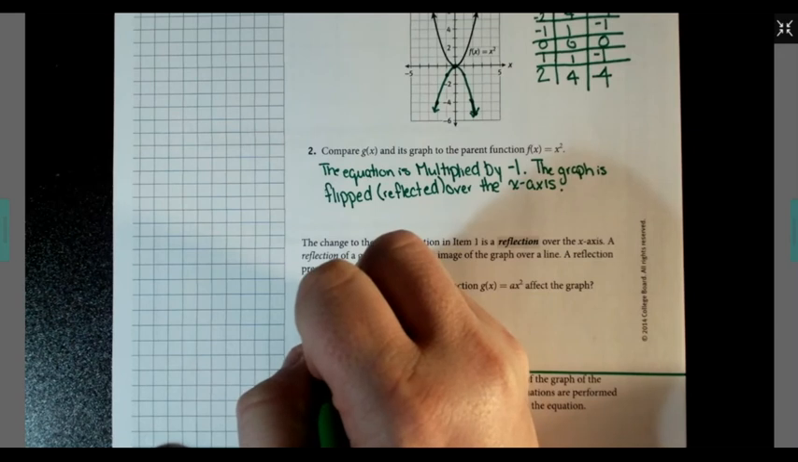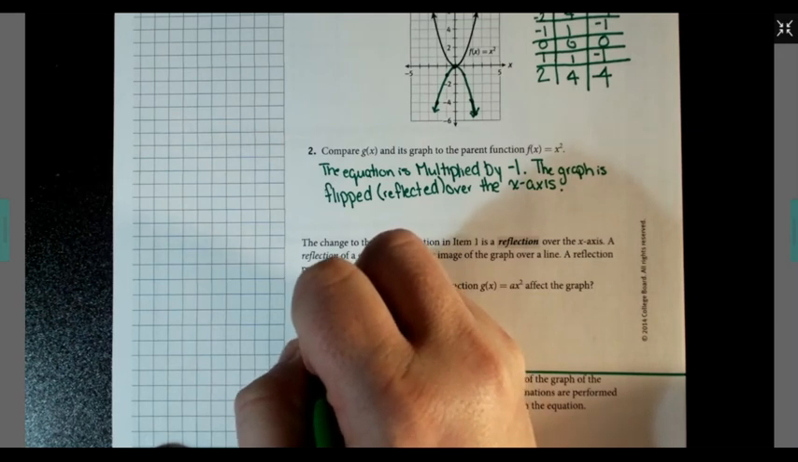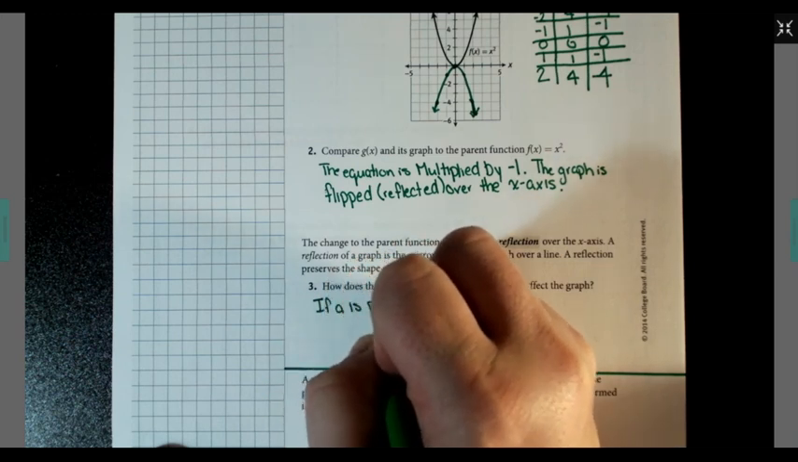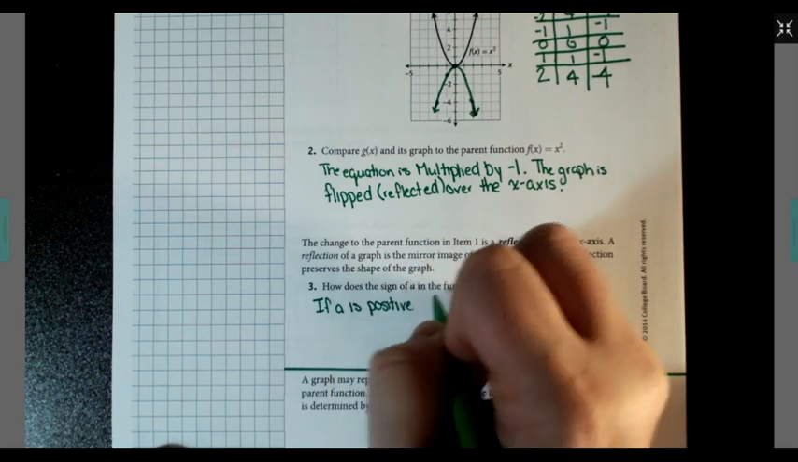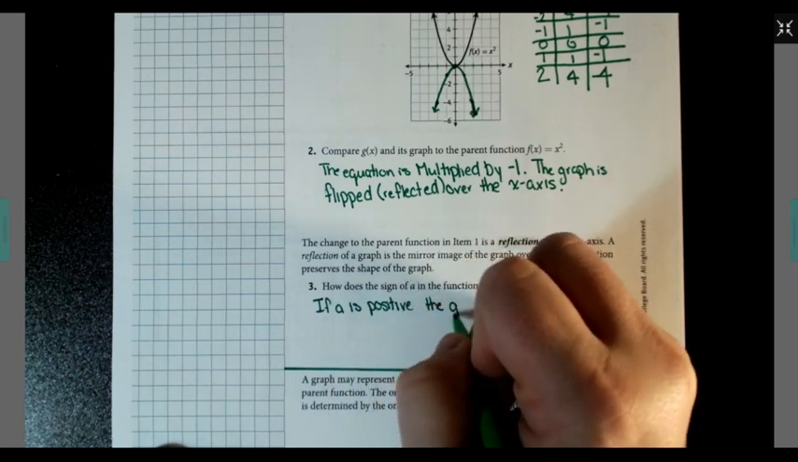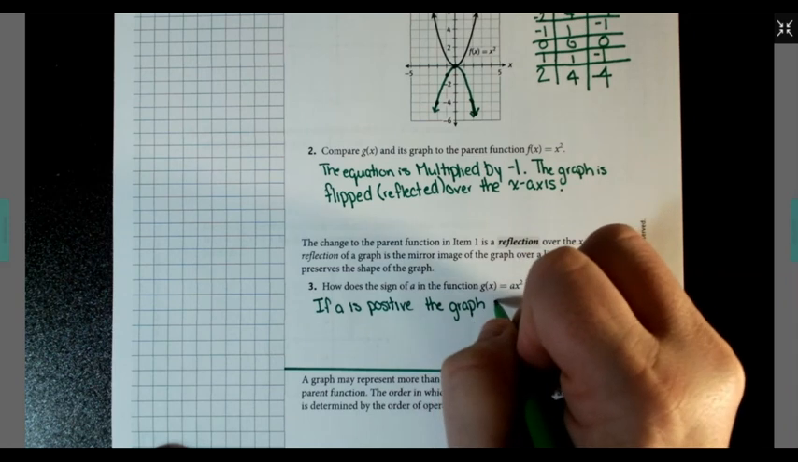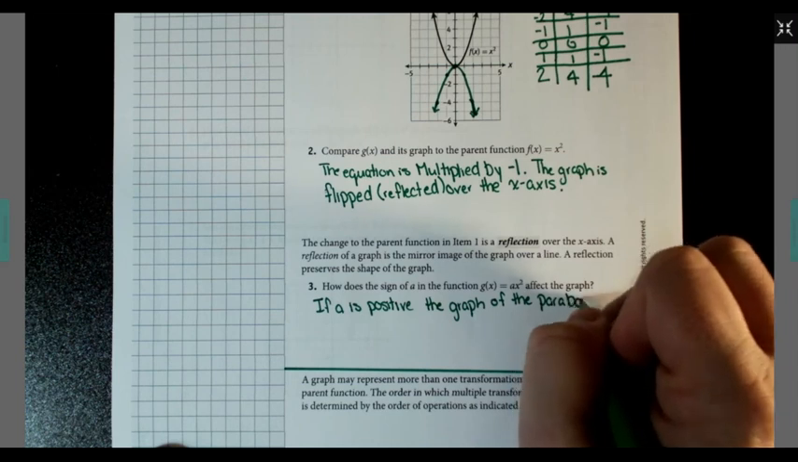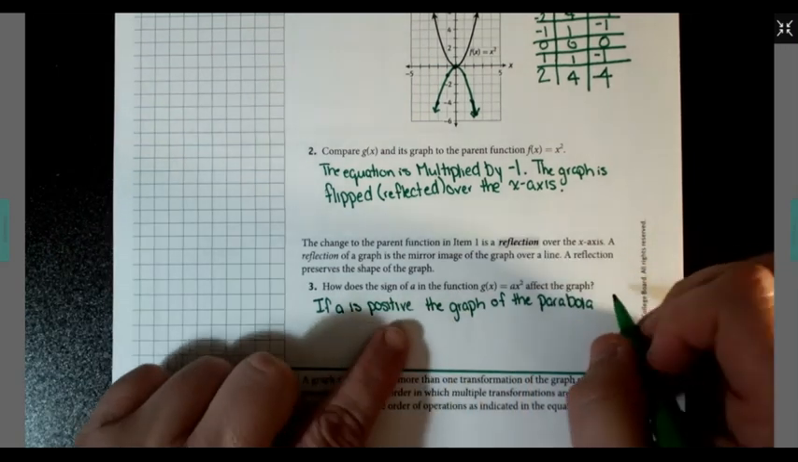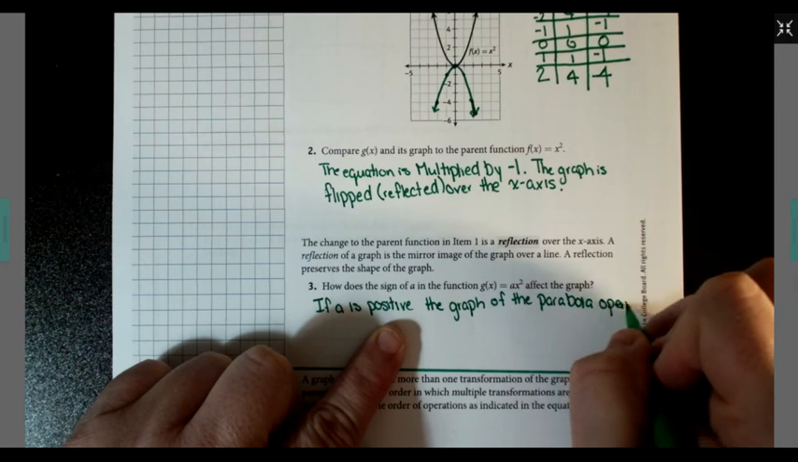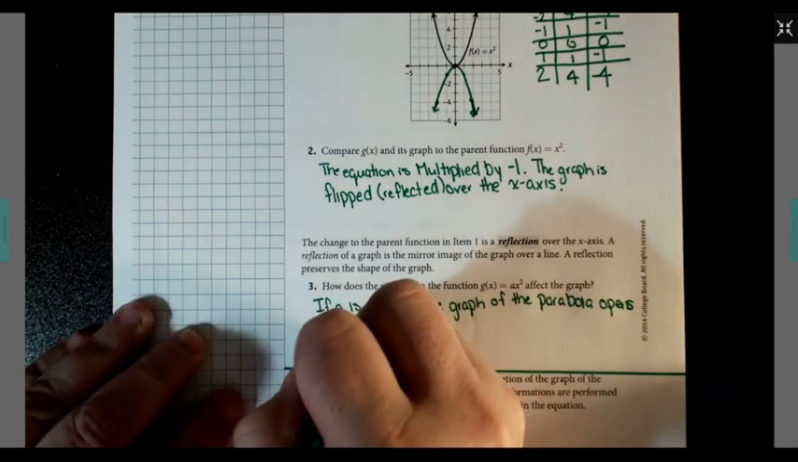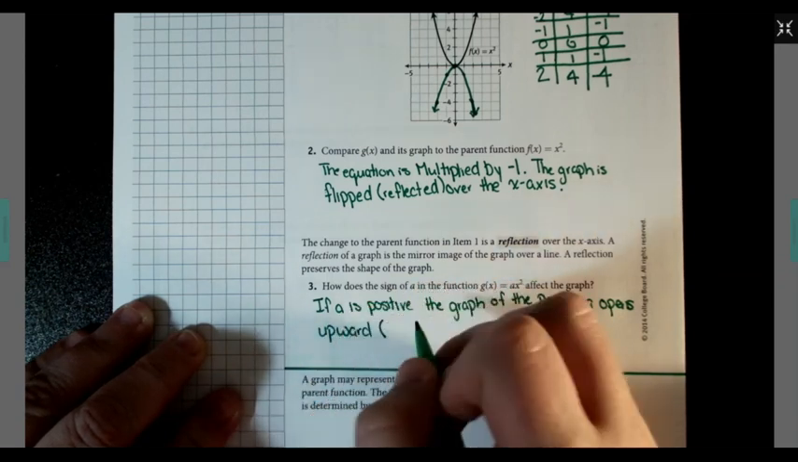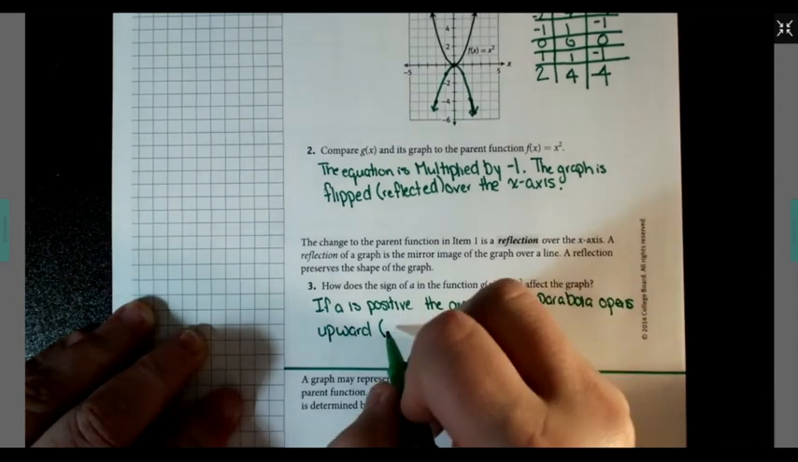Well, if a is positive, the graph of the parabola opens upward, looking kind of like a U.